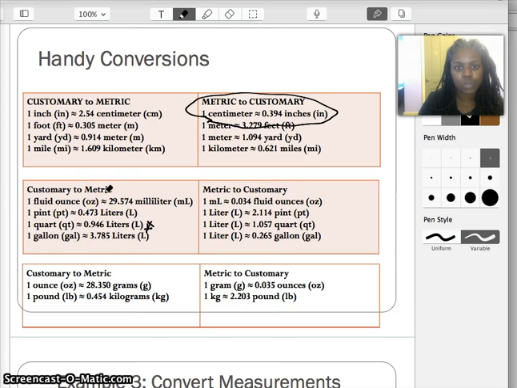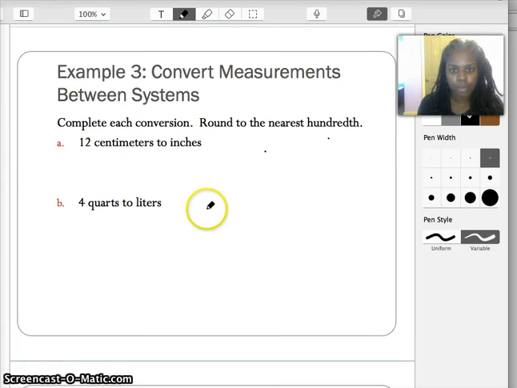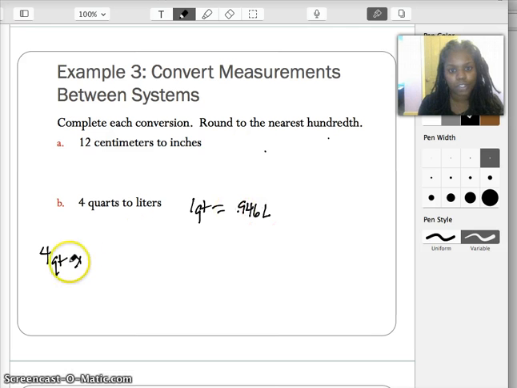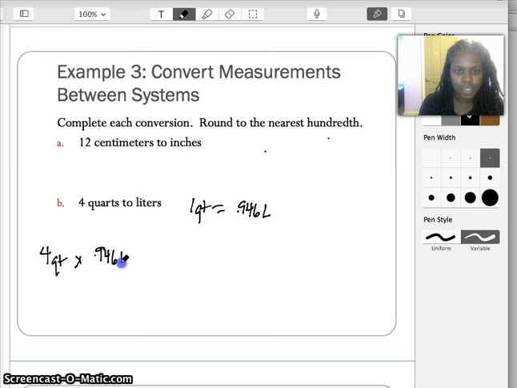All right, so let's use that information to solve this problem. I'm going to write it down here: 1 quart is equal to 0.946 liters. If I start off with 4 quarts, the conversion factor I'm thinking about using, remember I can have liters over quarts or quarts over liters, is liters over quarts, because I want to cancel out my quarts. So I have 0.946 liters over 1 quart, and my quarts cancel out.